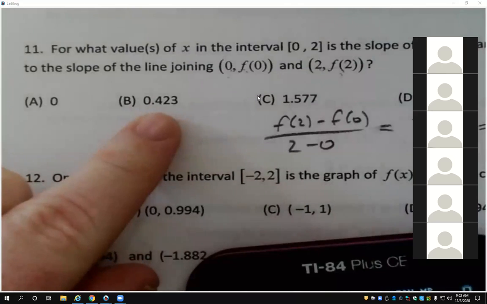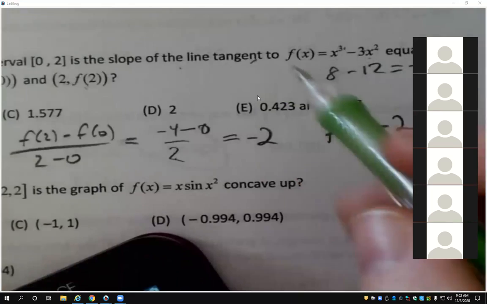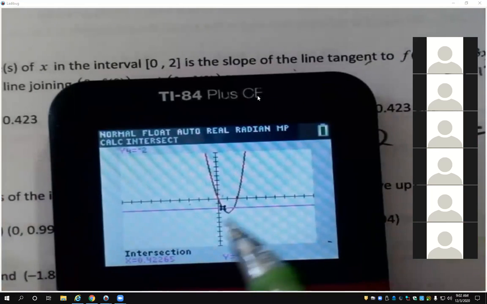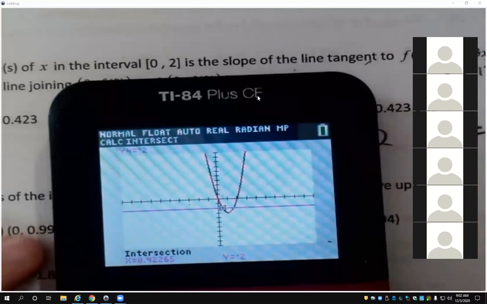Now you'll notice that that is an answer choice all alone. And obviously you'll notice that 1.577 is also an answer choice alone. Okay, but it happens twice in the interval 0 to 2. And to find that other one, we would do the same thing.